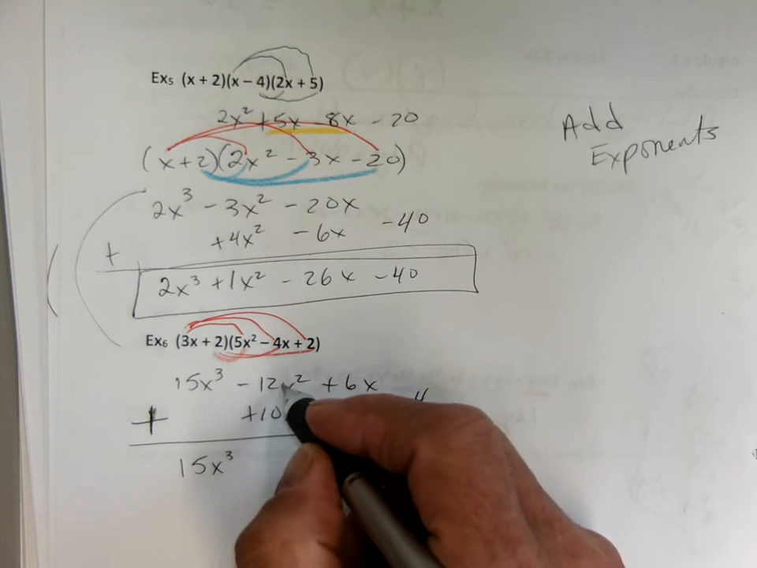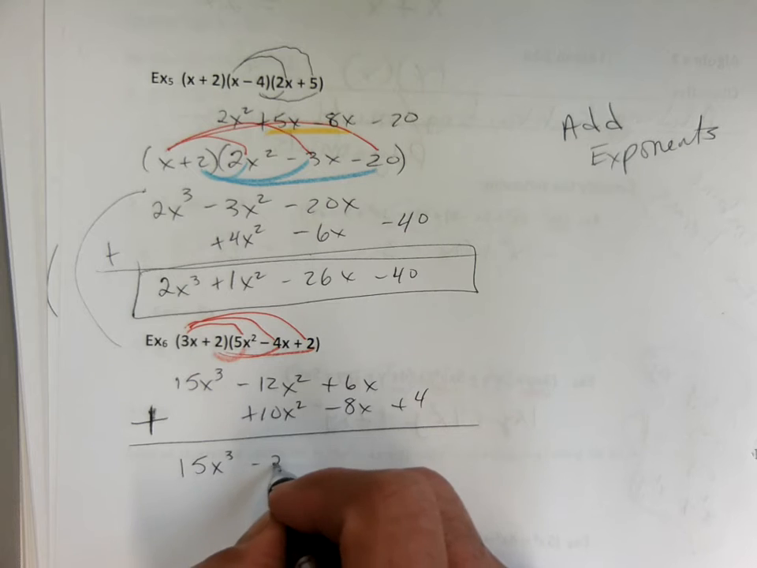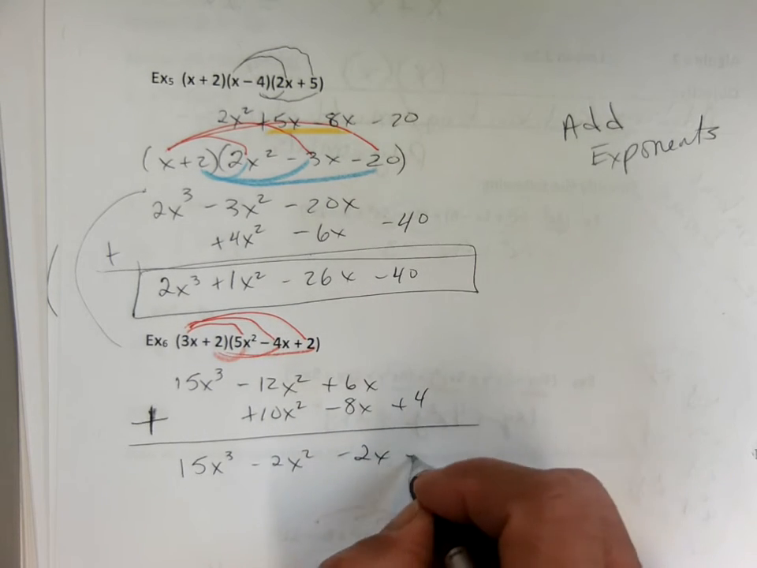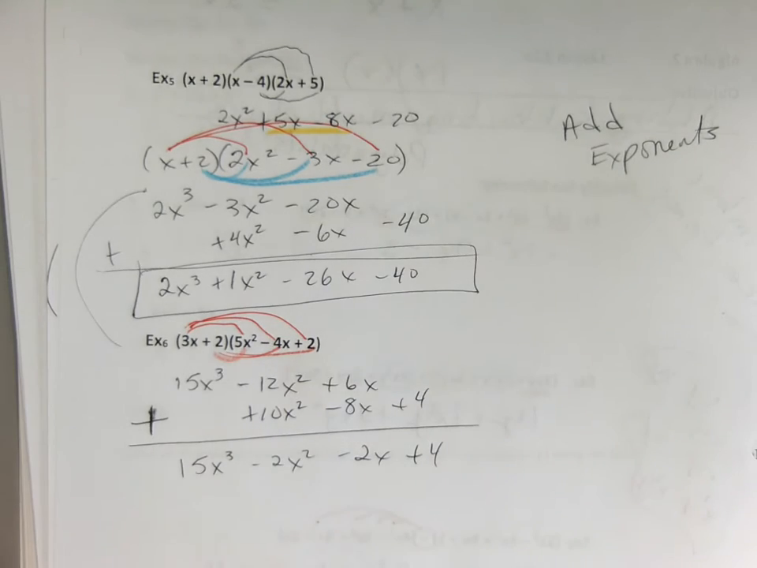Negative 12, positive 10 makes a negative 2x squared. 6 and negative 8 makes a negative 2x plus 4. Okay, not that bad, is it? Right? Not that bad. And that's my answer.